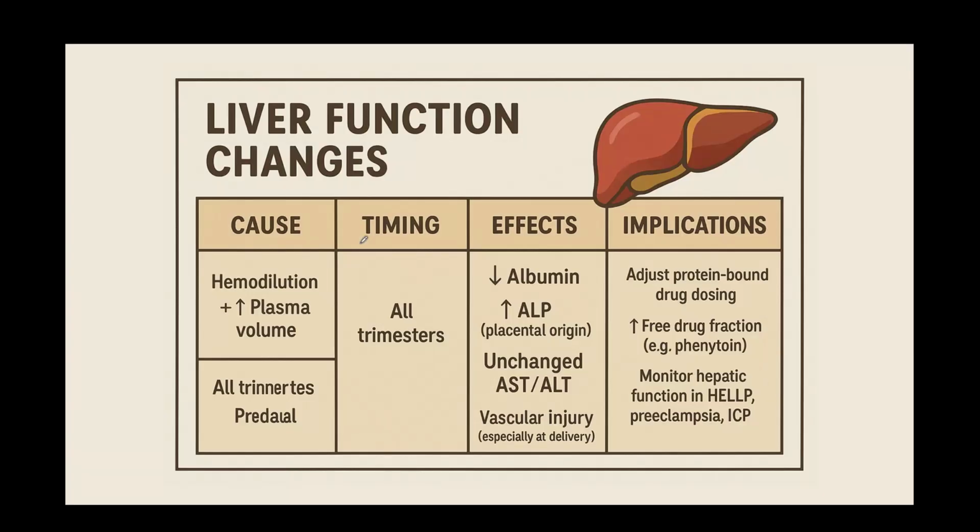Liver function also should be observed because of a lot of problems, for example HELLP syndrome or fatty liver of pregnancy. Let's remember that there is always hemodilution, an increase in plasma volume starting from early pregnancy in all trimesters. There is a decrease in albumin, an increase in coagulation proteins, and an increase in alkaline phosphatase, but it's placental in origin, not from the liver, and there is an unchanged AST-ALT ratio.